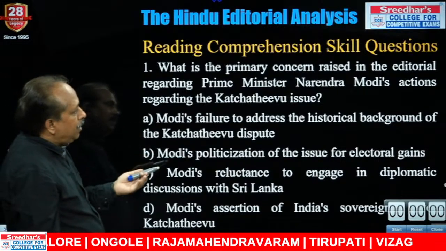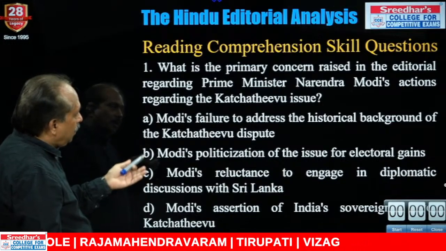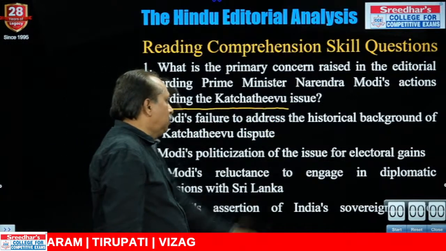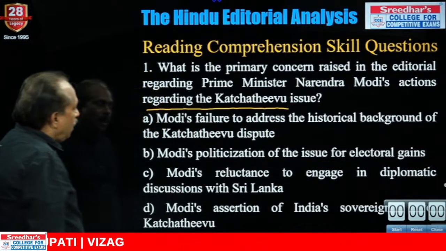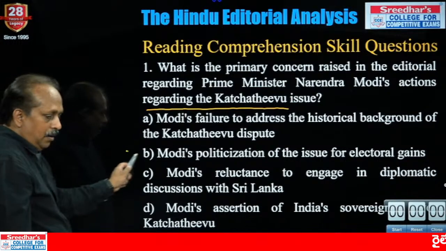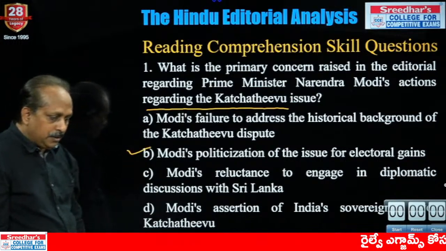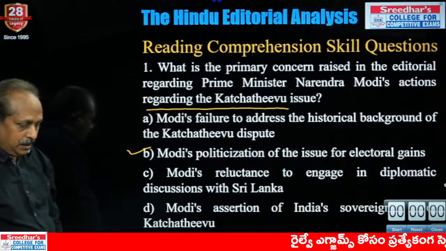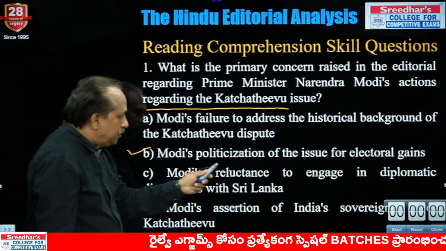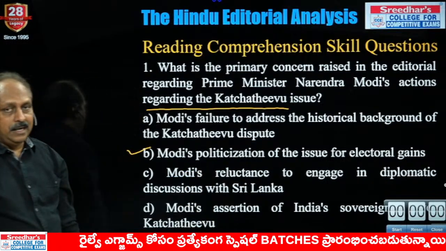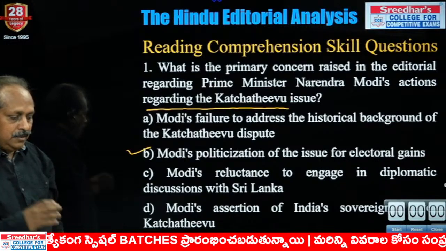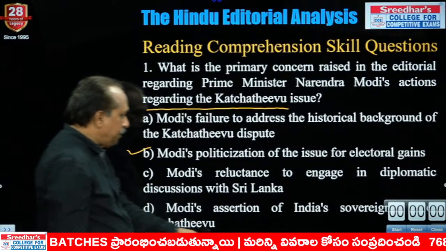What is the primary concern raised in the editorial regarding Prime Minister Narendra Modi's actions regarding the Kachativu issue? Modi's failure to address the historical background. Already Durga has answered, Murali has answered, Shravani has answered. Modi's politicization of the issue for electoral gains. That is the primary concern. The answer is B. Good, I appreciate that.